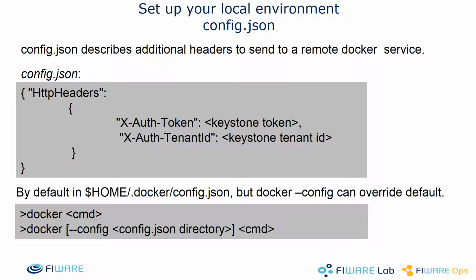The Docker config JSON file describes additional headers to include in the Docker REST API requests sent to a remote Docker service. FDCS requires headers X-Auth-Token and X-Auth-Tenant-Id to contain your Keystone token and Keystone tenant ID. By default, config JSON resides in your home Docker directory, but the Docker config flag can be used to override the default directory.